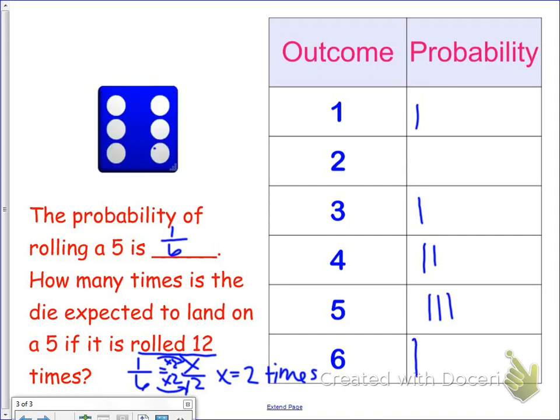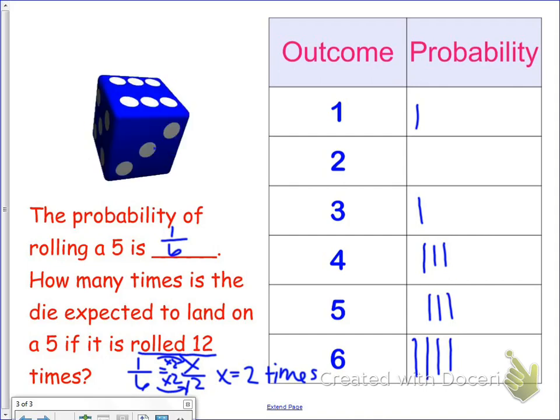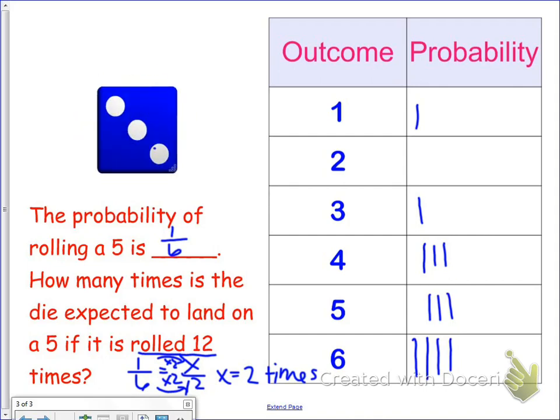A 6 again. Another 6. Another 6. A 4. A 3. And actually this 3 was too many. That was the 13th one. Oops. All right, so theoretically, I should have rolled a 5 2 times.